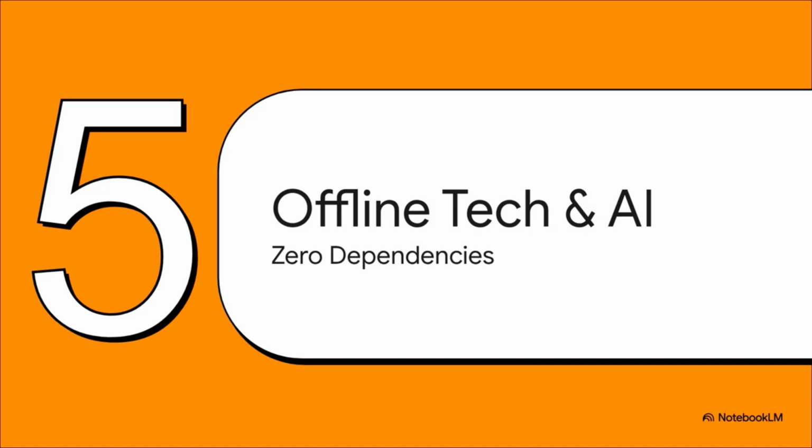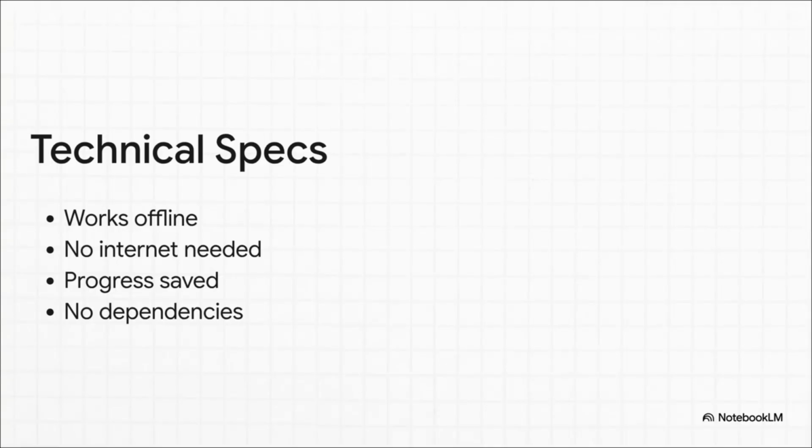Finally, let's dive into Section 5, Offline Tech and AI Resources, Zero Dependencies. This is where we look at the practical side of things, and honestly, this will immediately relieve any anxieties a teacher might have about deploying software in a classroom. Just look at these tech specs. It's a self-contained file that works entirely offline. No dependencies, no accounts to create, no annoying ads, and absolutely zero internet needed.